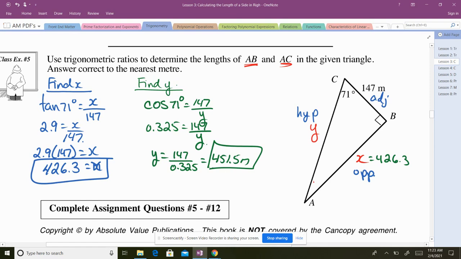If you got 450.3 or you got something slightly different, it's still right. It depends where you round your decimals. So if you're close, if you have 450 plus or minus 2, you're going to get it right. Okay? You'll get full marks.